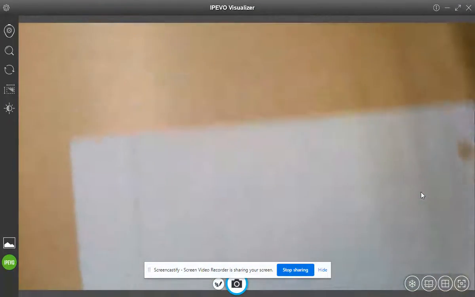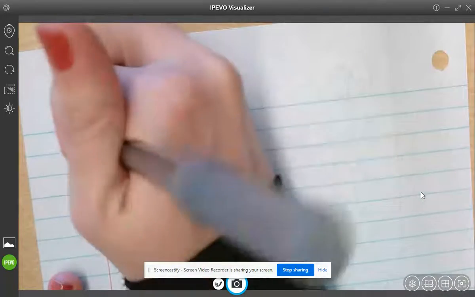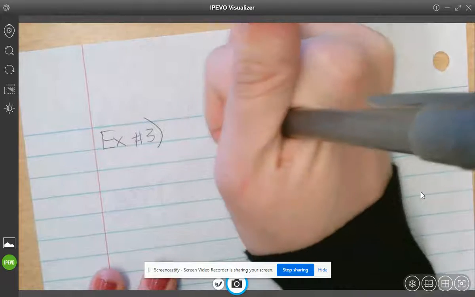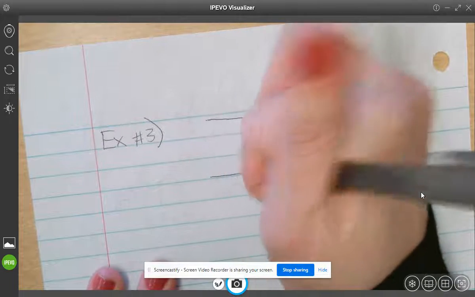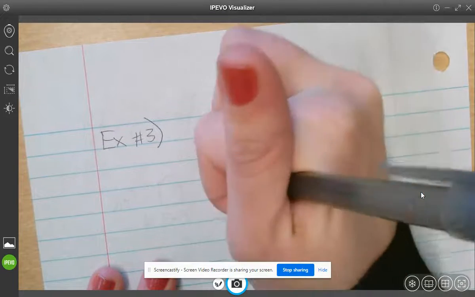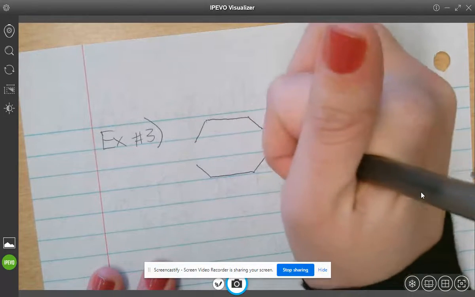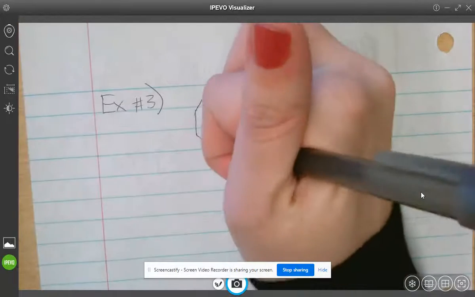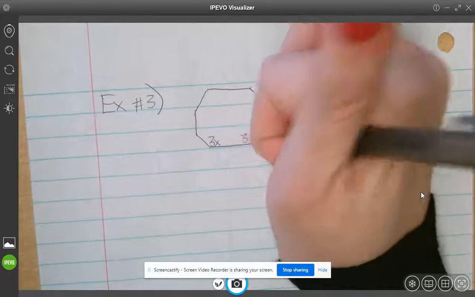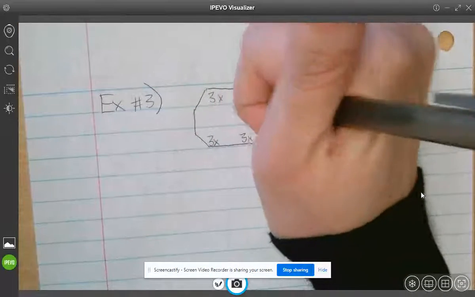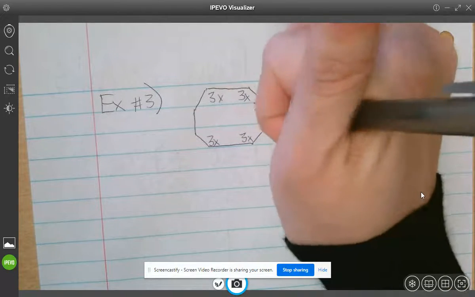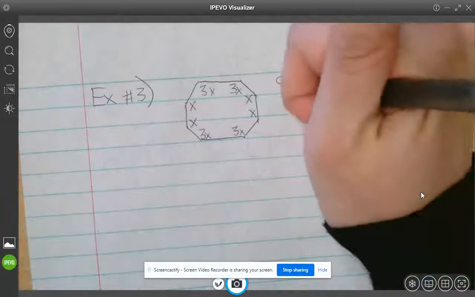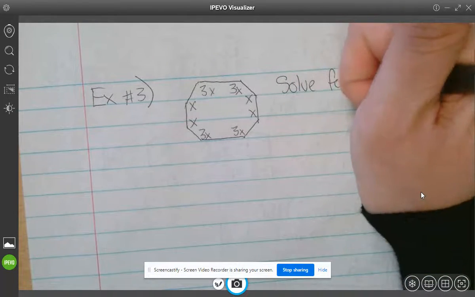Okay, we got another one. I'm going to make this super difficult. I'm going to try to draw an octagon. Good enough. Okay, I'm going to label the bottom 2 3x and the top 2 3x. And then the other 4 are just going to be x's. So I need to solve for x.